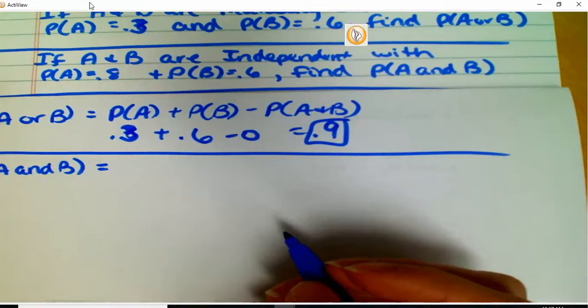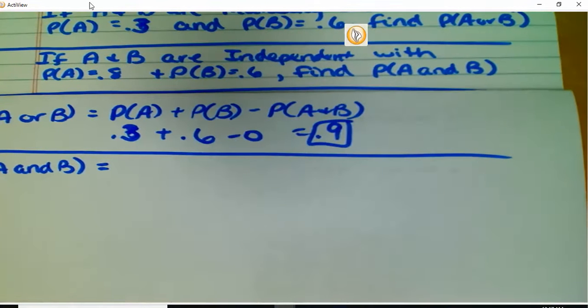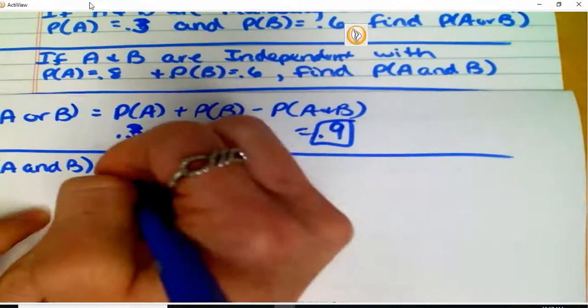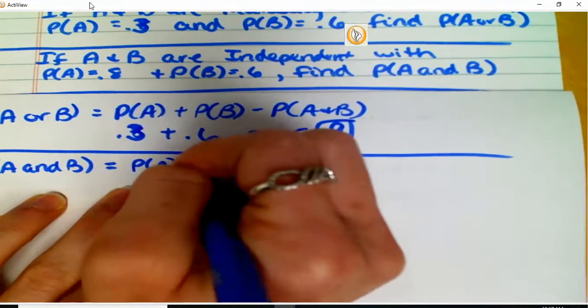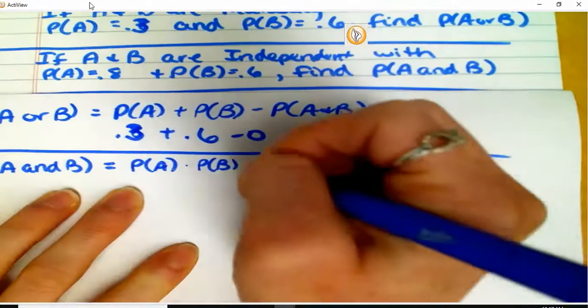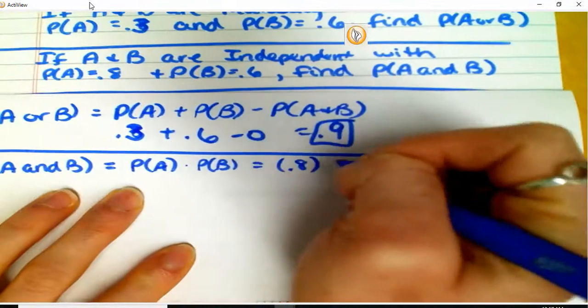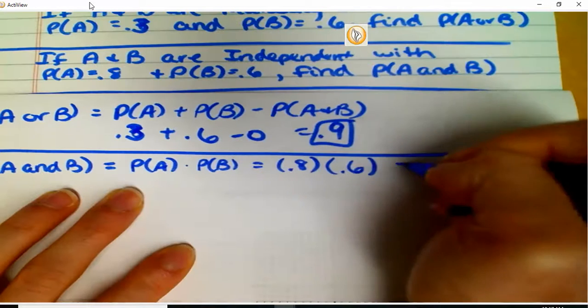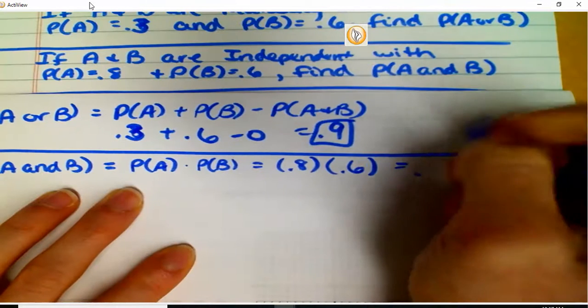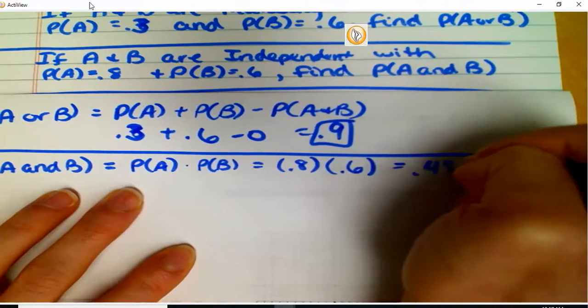They don't rely on each other. Yeah, one doesn't change the other. And I don't have a formula sheet in front of me, but don't you have a general multiplication rule and then the multiplication rule for independent events? So all we have to do is multiply these. It's just probability of A times probability of B. So 0.8 times 0.6 gives you 0.48.